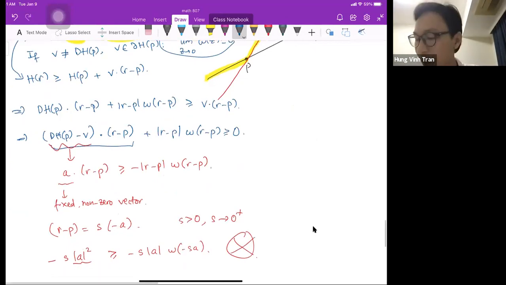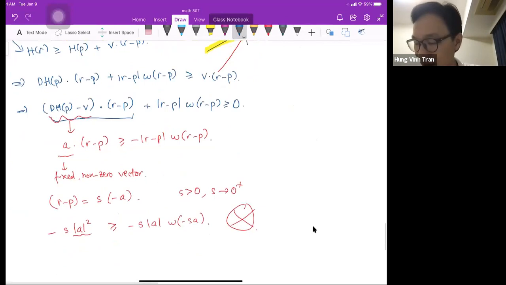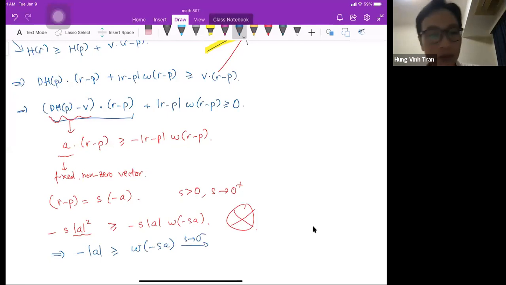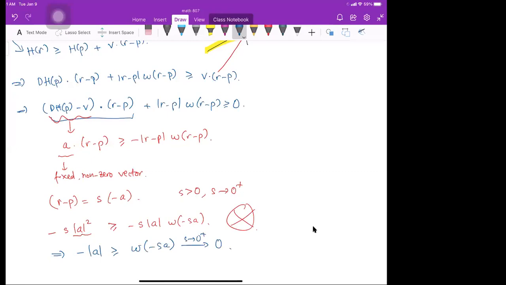Maybe here I can write down so that you can see, if I divide both sides by s times a, I'm going to have minus a is greater than or equal to omega minus si, and as s goes to 0 plus, this one goes to 0, which is a contradiction if you wish. I see. Thank you. Okay, cool.